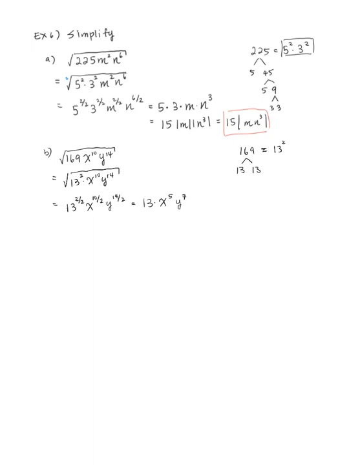Okay, now let's talk about the absolute value. Do we need it around x? Yes, because when x is negative, a negative number to the 5th power is going to give us a negative. Same thing for y to the 7th. If y is negative, it's going to give us a negative, but you're given the square root to begin with. So you better put an absolute value bar around it. So this is going to be 13 times the absolute value of x to the 5th, and then y to the 7th. And you're done.